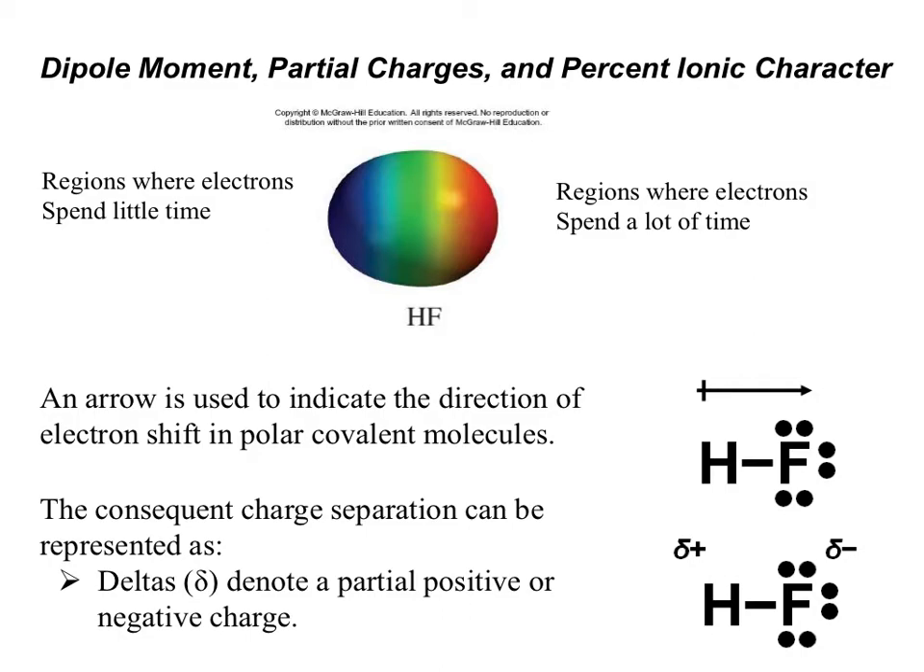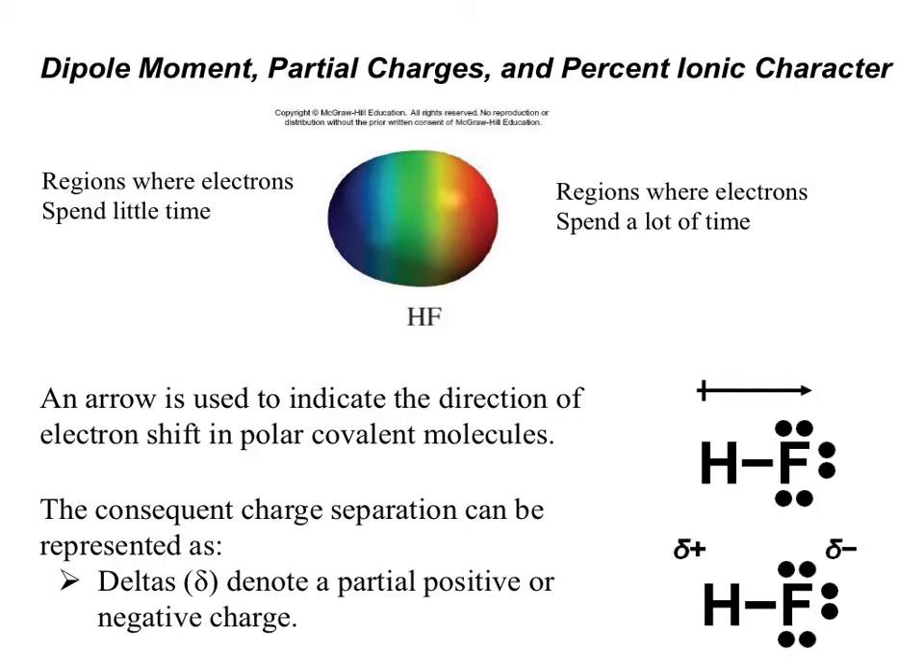Dipole moment, partial charges, and percent ionic character. So, looking at this hydrogen fluoride electron density diagram, we see that the electrons tend to spend very little time on the hydrogen side, hence the blue color, and the electrons seem to spend a lot of time on the right hand side where the fluorine is, shown in red. We can use an arrow to indicate the direction of electron shift in polar covalent molecules. We show an arrow pointing towards the fluorine because that's where the electrons are going.